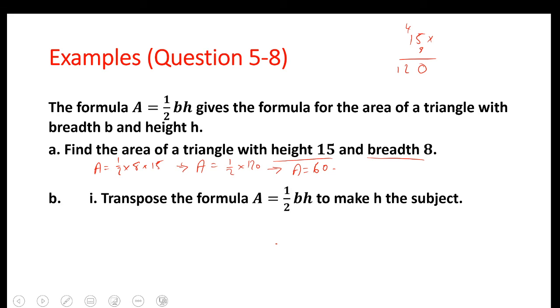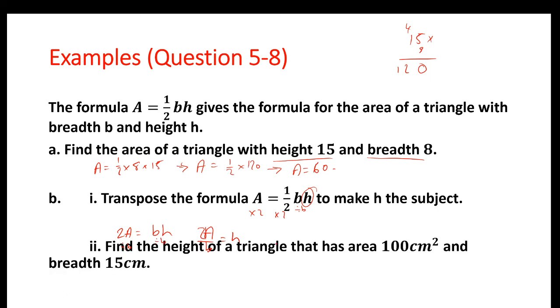Now transpose the formula to make H the subject. So we've actually already done this one, so we need to get the H by itself. Well, we've done one similar, but with B. So remember, the opposite of timesing by a half is timesing by 2. So times by 2 and times by 2, I get 2A is equal to BH. And the opposite of timesing by B is dividing by B. So I'm going to divide by B and divide by B and get 2A over B is equal to H, like that.